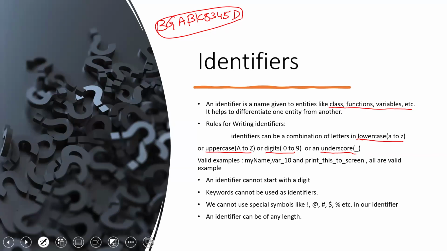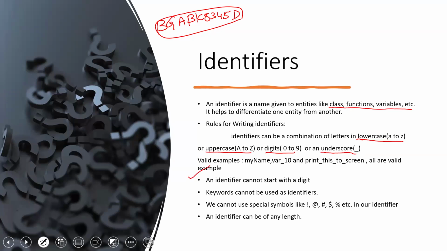Again, we have some further rules. An identifier cannot start with a digit. What is the first rule? An identifier is a combination of lowercase, uppercase, digit, underscore. But the identifier name, whatever the name, cannot start with a digit. What do you mean by digit? 0 to 9. Cannot start with a number. Simple to say. Cannot start with a number. Clear?